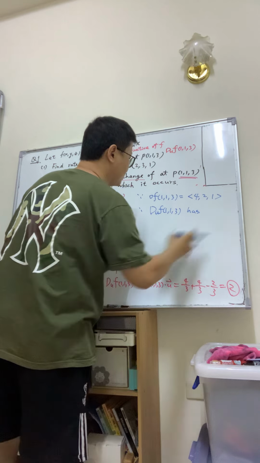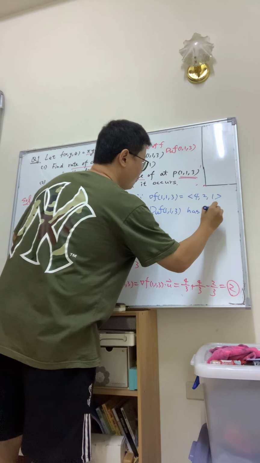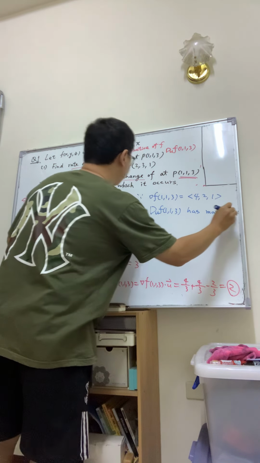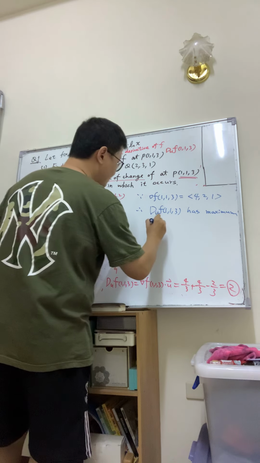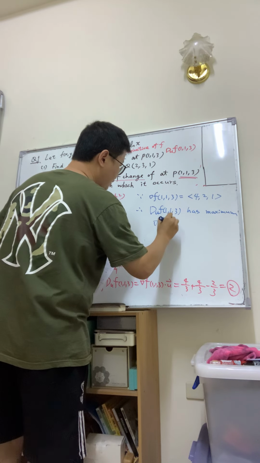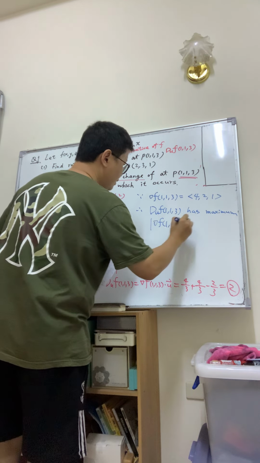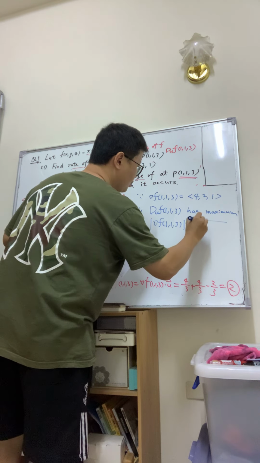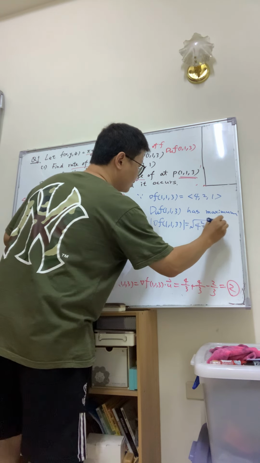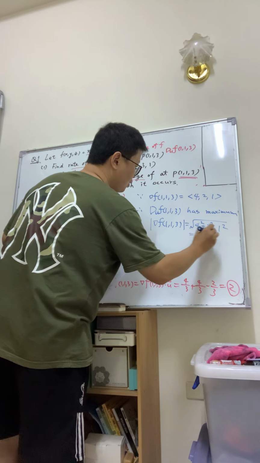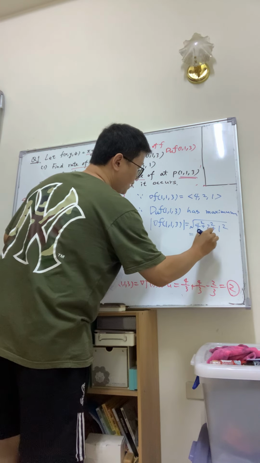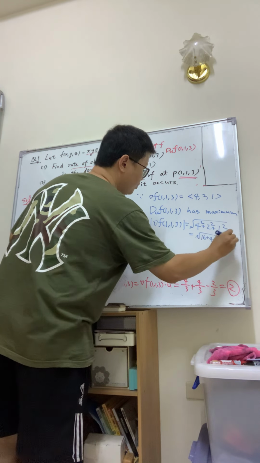It has the maximum. Its maximum is the gradient of f's length. So it's equal to the square root of 4 squared plus 2 squared plus 1 squared. So it's the square root of 16 plus 4 plus 1. So it's the square root of 21.